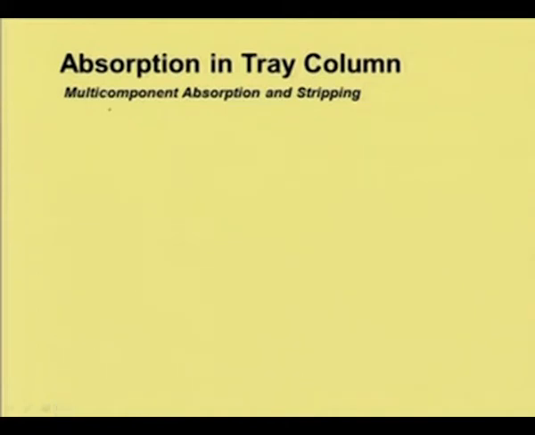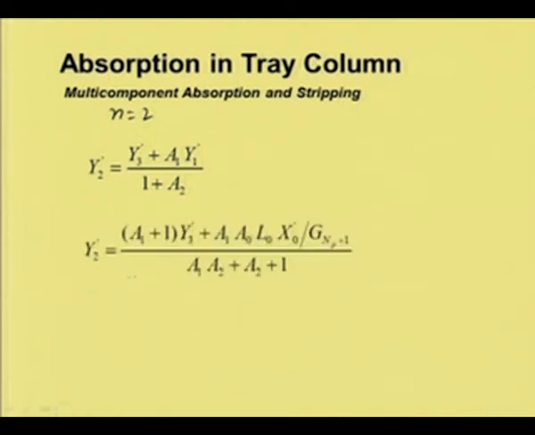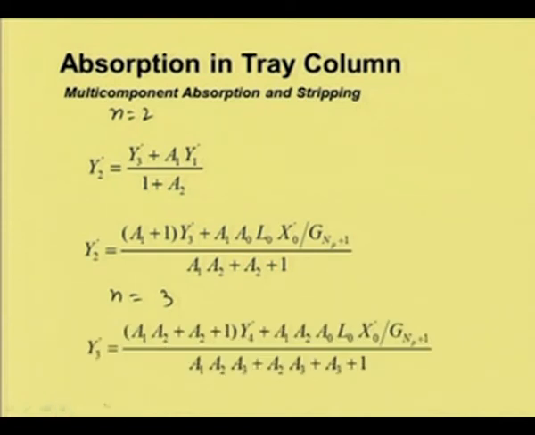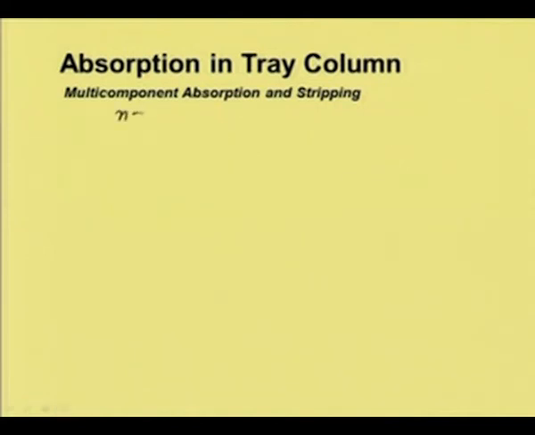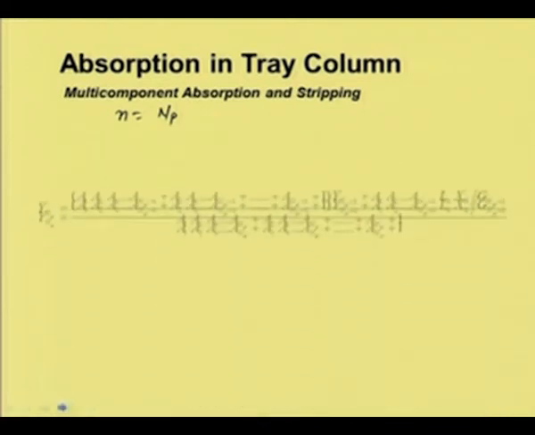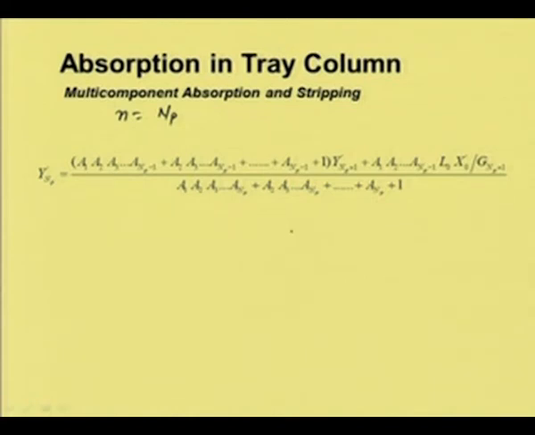If we take n is equal to 2, that is two trays, then y 2 is like this. If we substitute the earlier equations, y 2 would be this. And similarly, for n is equal to 3, we can obtain y 3 dash as this. For n is equal to n p number of trays, similarly we can obtain y n p as this.